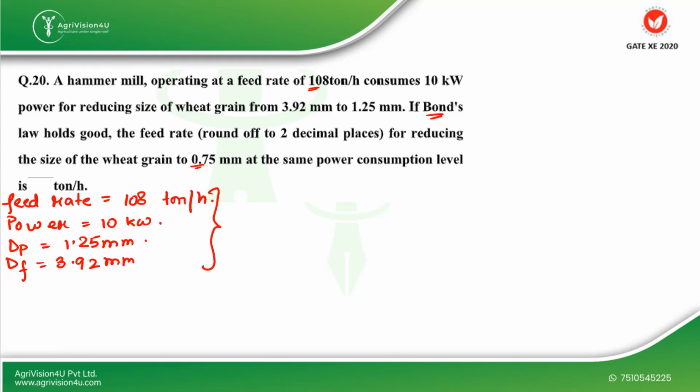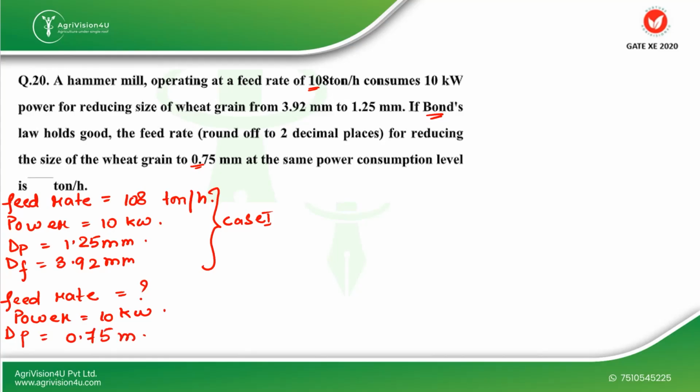So let this be my case 1. Case 2, feed rate we have to calculate. Power consumption is the same, that is 10 kilowatt. Dp is 0.75 mm and Df is 3.92. This will be my case 2.